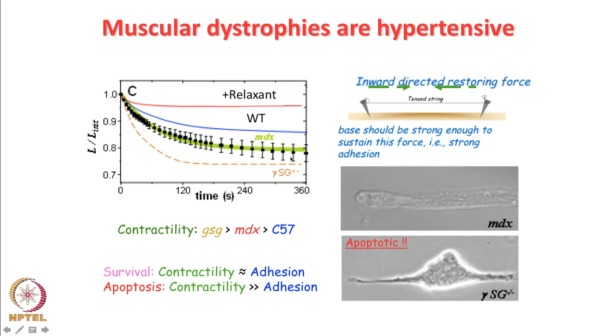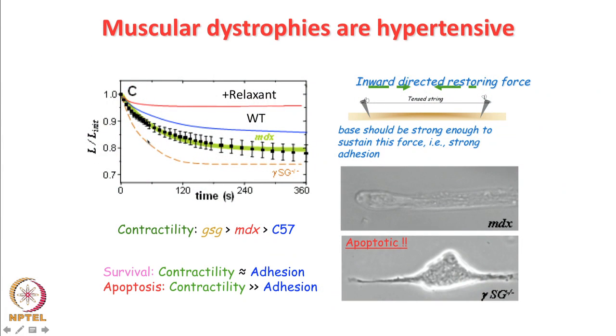So, if something relaxes to a greater extent, there was more tension in the system. This ability to exert forces and pull on the substrate is called contractility. What you see is that compared to wild type, MDX becomes more contractile, or hypertensive. Gamma sarcoglycan deficient cells are way more hypertensive. So, contractility is highest for GSG compared to MDX, and both of them are more contractile than C57 cells.